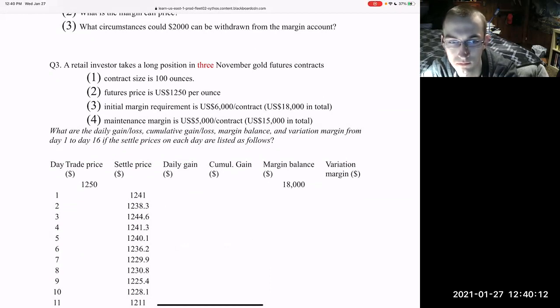contracts. Contract size, future price, initial margin, maintenance margin. So you have 3 contracts. The total maintenance margin is $15,000. So as long as the margin balance is below $15,000, you're going to provide the variation margin, right? You're going to receive a margin call. So the question: what are the daily gain, loss, cumulative gain or loss, margin balance, and the variation margin from day 1 to day 16?